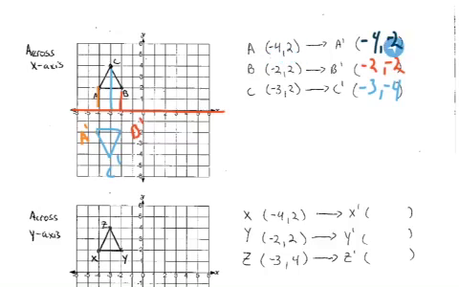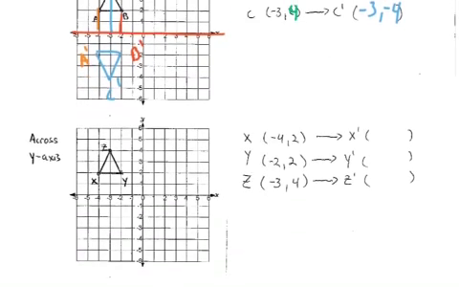Let's take a look at A to A prime. Notice I had -4, 2. Well, what happens to my Y value, my Y coordinate? Well, I'm at 2, now I'm at -2. We'll take a look at the B value. B is -2, 2. What happens with B prime? It becomes -2, -2. Finally, -3, 4. Sorry, that should be a 4. My fault. That should be a 4. From -3, 4 to -3, -4.